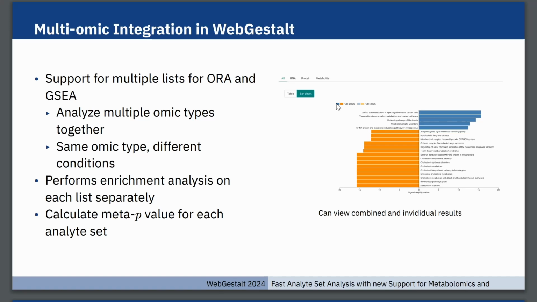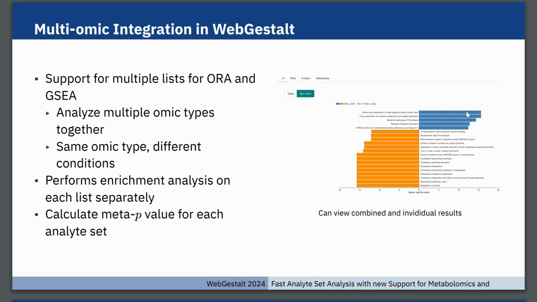There are a lot of different methods to do that. We support two. The most common is Stouffer, where you basically sum up the z-values. You convert the p-values to z-values, and you can add them up. You get a meta p-value that represents the agreement of statistical significance across these three different lists.